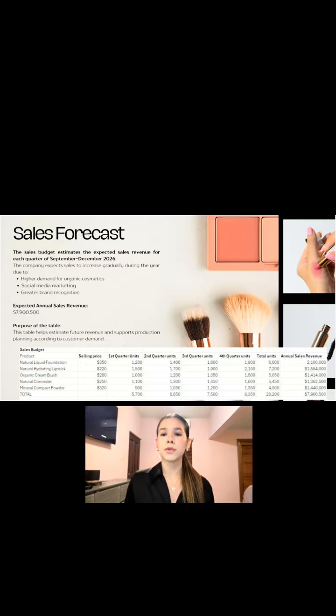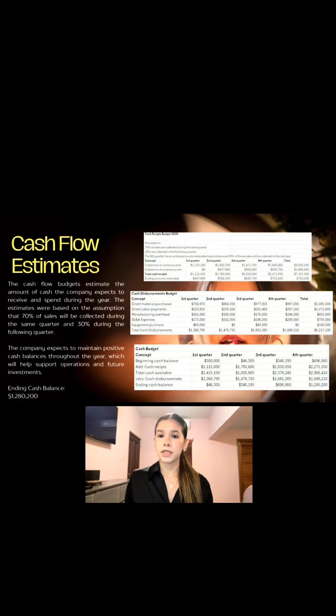For example, the natural liquid foundation has a selling price of 350 and estimated annual sales of 6,000 units. The hydrating lipstick is expected to sell 7,100 during the year, making it one of the company's best-selling products. At the bottom of the table, we can see that the expected annual sales revenue is approximately $7.9 million. This information is very important because the sales forecast serves as the foundation for other budgets included in the master budget. It also helps the company plan production according to customer demand.